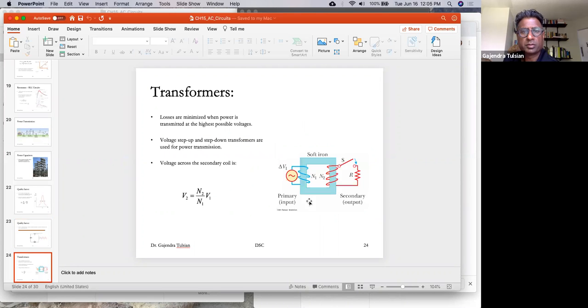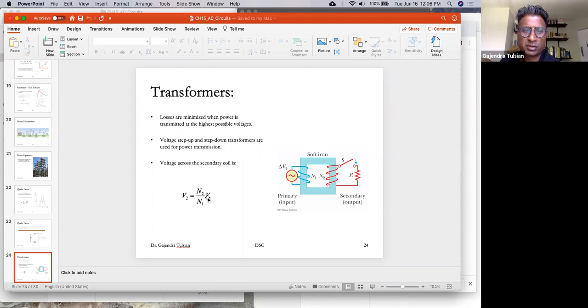All right. So you have step-up and step-down transformers. Here's the input voltage and here's the output voltage. The output voltage is related to the input voltage like so, N2 by N1. If N2 is greater than N1, then V2 will be greater than V1, and that's a step-up transformer. If N2 is less than N1, then V2 will be less than V1, and that would be a step-down transformer. Okay.